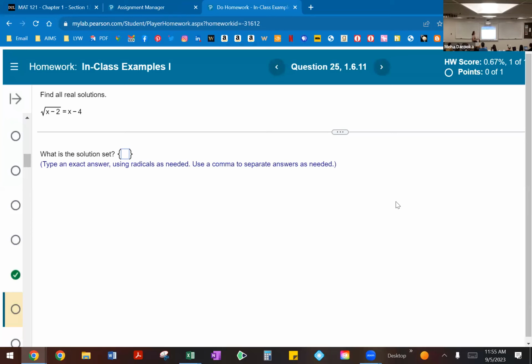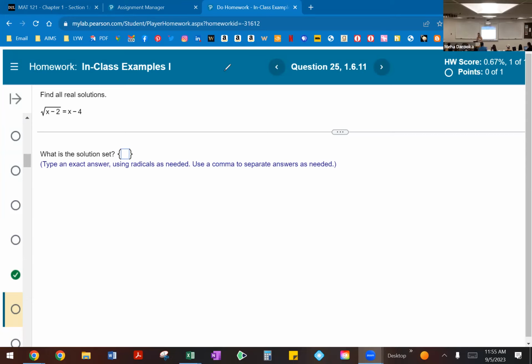All right, so let's start with this one. Of course, we can see it only has one radical on the left-hand side. And the x minus 4 is already on the other side, so we don't really need to isolate anything. It's already isolated for us. So let's break it down.